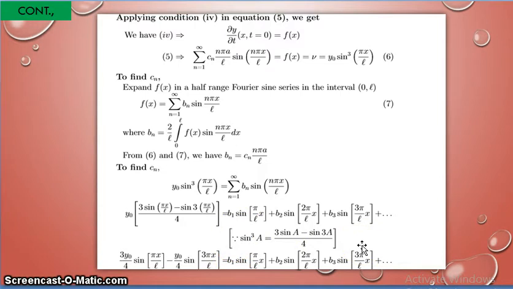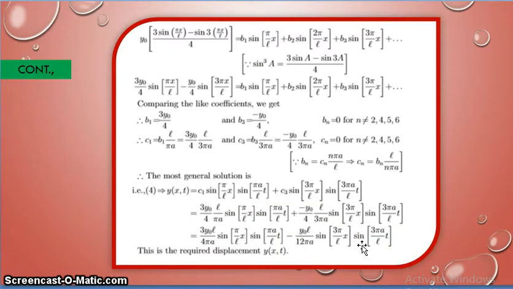So next identify the corresponding coefficient here. So what is the corresponding coefficient here? First comparing the b1 value. So here is sin n pi x by l. What is b1? Therefore b1 equal to 3 y naught by 4. So we cancel sin n pi x by l on both sides, first order. So next b2, sin 2 pi x by l. Here there is no sin 2 pi x by l. Therefore b2 is 0.